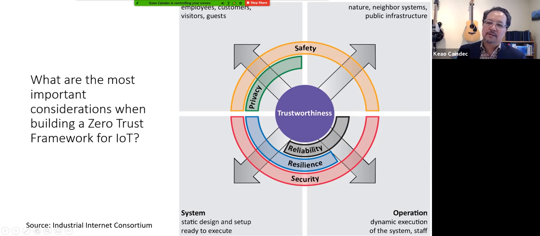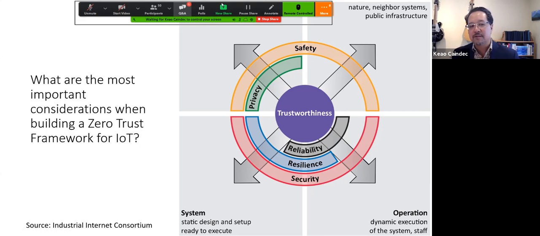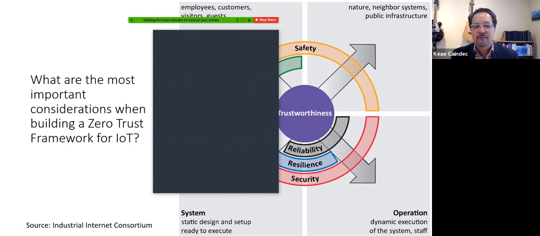And Greg, I want to see if you can help me to do a poll right now. I want to ask the attendees, what is the most important consideration you have when building a zero trust framework for IoT? Is it safety, privacy, reliability, resilience, or security? What's most important to you? If you could vote on that and give it some time, maybe 30 seconds or so, Greg will help us see the results.